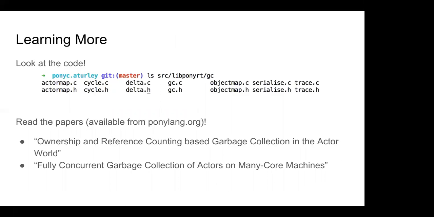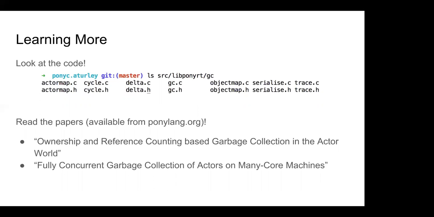So that concludes what I wanted to talk about in terms of garbage collection in Pony. There are a few places you can look to learn more about how garbage collection works. One of the best places is to start digging into the source code. The garbage collection logic lives in the GC directory within the Pony source code. If you go to source lib pony rt GC, you should find it pretty straightforward to find most of the things we've talked about in the code. For example, cycle.c is the cycle detector.